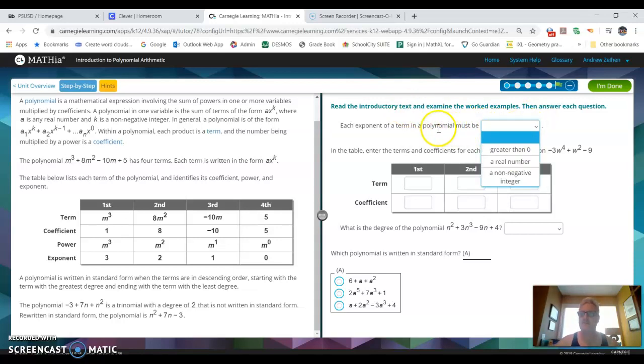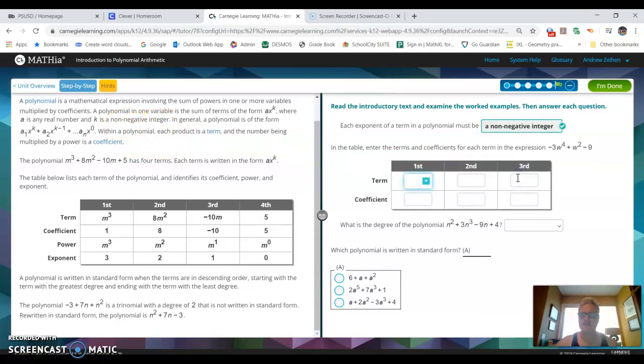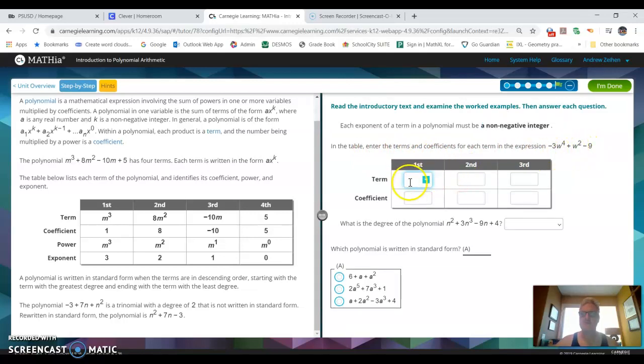Each exponent has to be a real number. Well, what did we just say? We just said it has to be a non-negative integer. So we'll go ahead and do that. This is in standard form. So what is it asking for? Enter the terms and coefficients. The term is actually this right here. So we're going to type in negative 3w. Use the caret key, which is shift 6. Get used to that. We're going to be using a lot of that exponent stuff here.